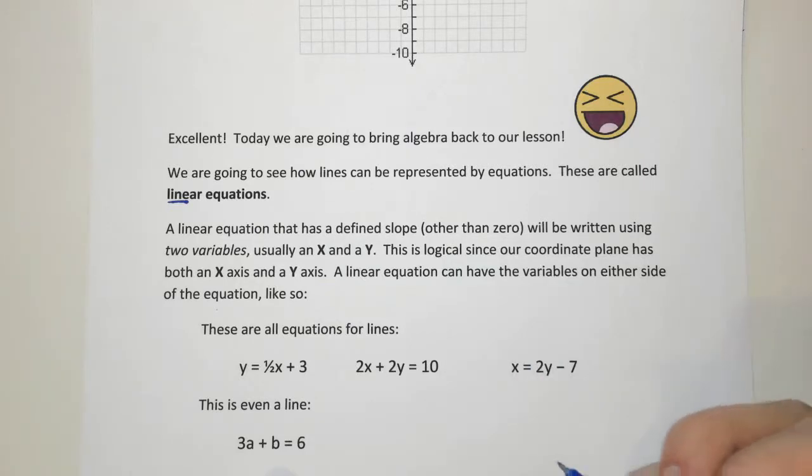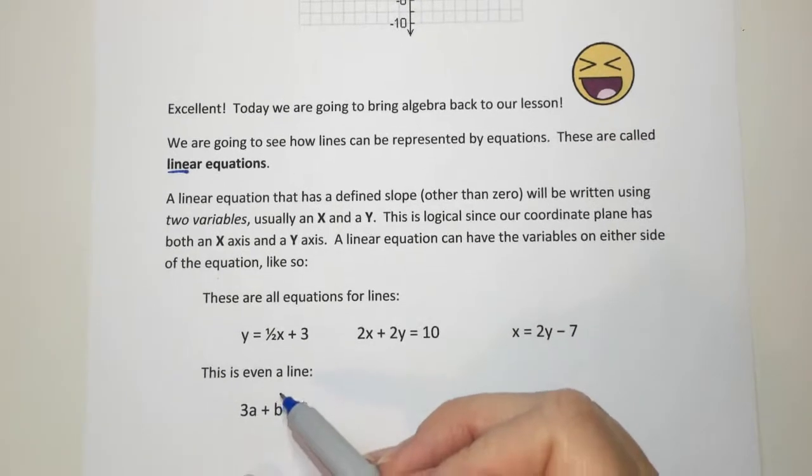A linear equation can have the variables on either side of the equation, like so. See, I've got a y on this side, an x on the right. Here they're both on the same side of the equals. Here I've got an x on the left, a y on the right. So these are actually all equations for lines. Y equals 1/2 x plus 3. 2x plus 2y equals 10. X equals 2y minus 7. This is even a line.